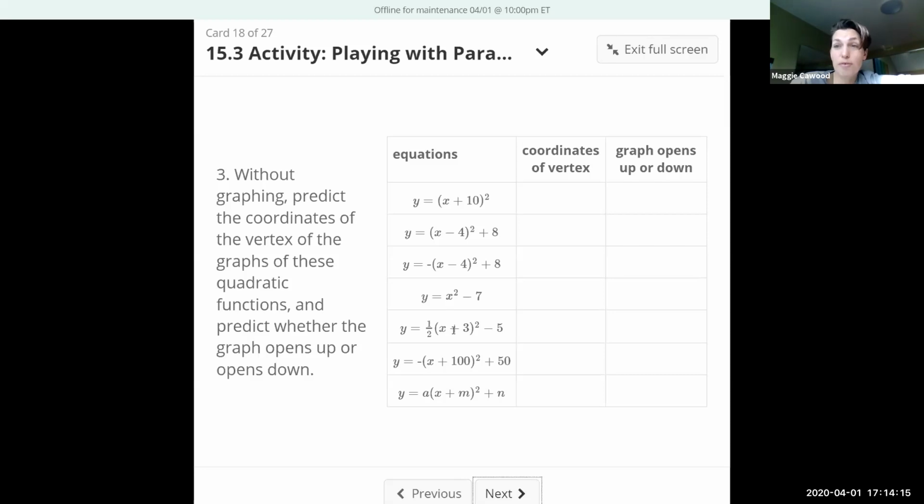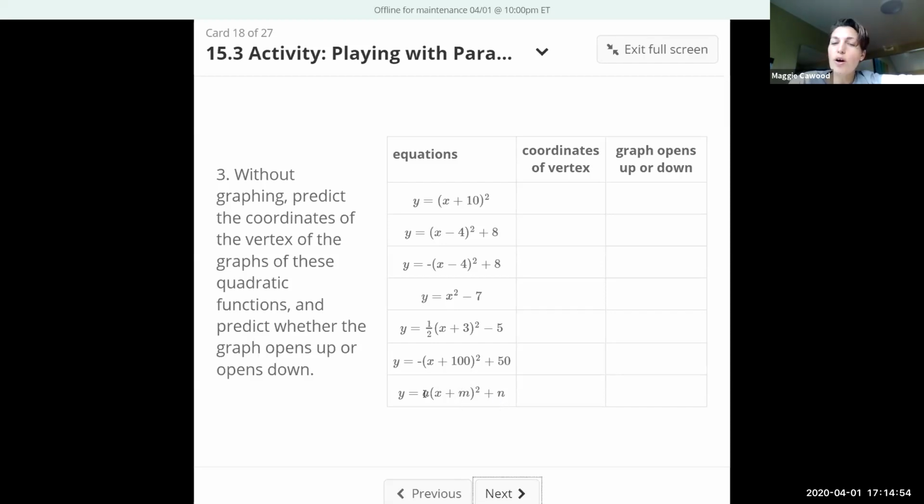Here we've got -3, right? Opposite. -3, -5 is our vertex. Up or down? Did the 1/2 change up or down? We just need to look, is it positive or negative, right? So positive, so it's opening up. -100, -50, opens down. Whoa, okay. -M, positive N. Did I say that right? Did I say -100, +50? I hope I didn't misspeak. Sorry if I did. Okay, -M, positive N, right? The opposite of M, exactly what I see for N.